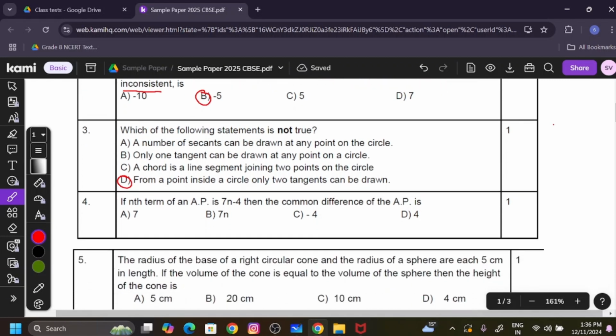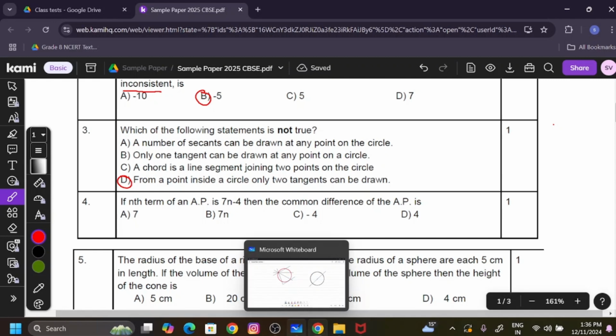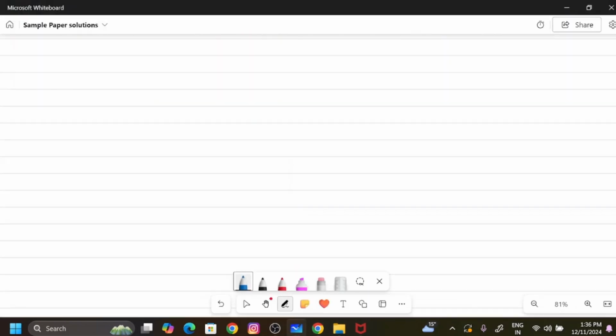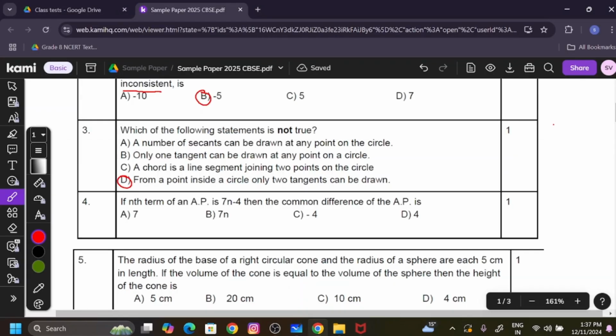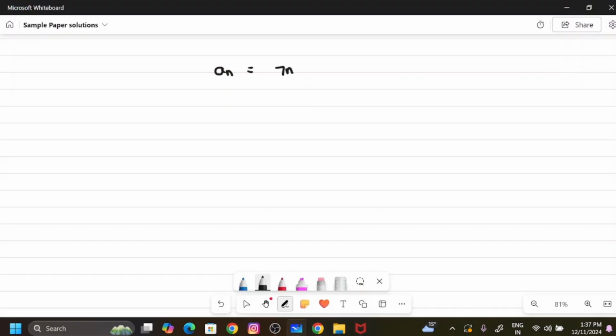Alright, go to the next one. If the nth term of an AP is 7n minus 4, then the common difference of the AP is? The nth term an is given as 7n minus 4. We need to find the common difference D. We know that common difference is the difference between 2 consecutive terms, 2 successive terms in the given AP. D is equal to T2 minus T1, T3 minus T2, or A2 minus A1, A3 minus A2, and so on.